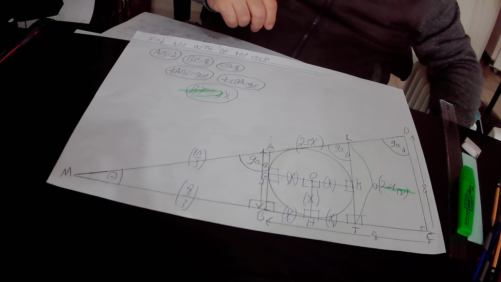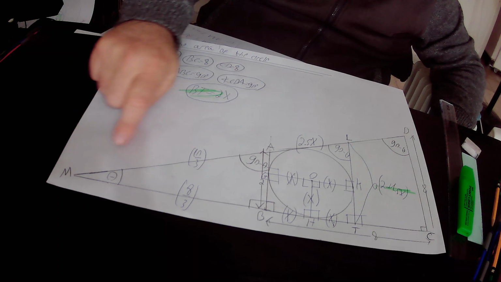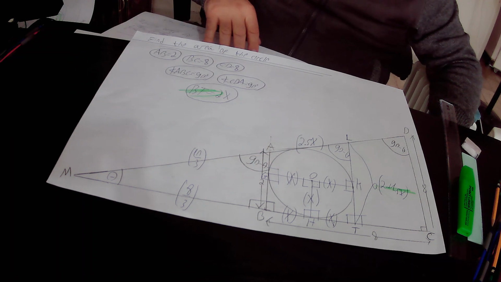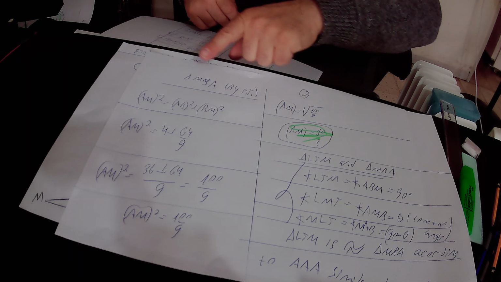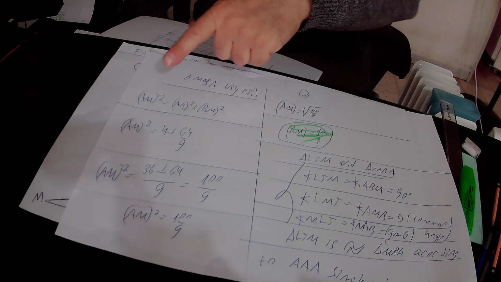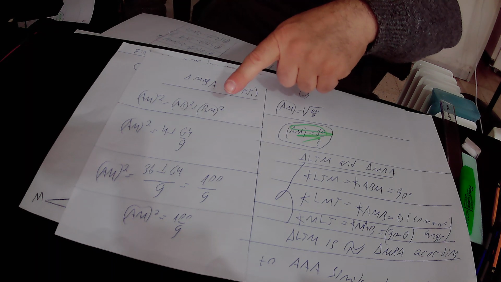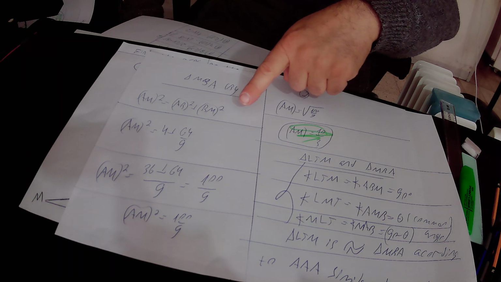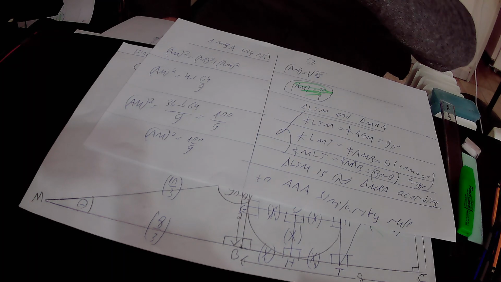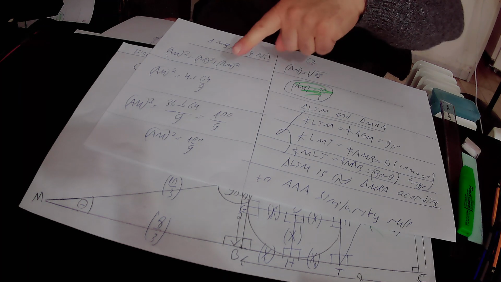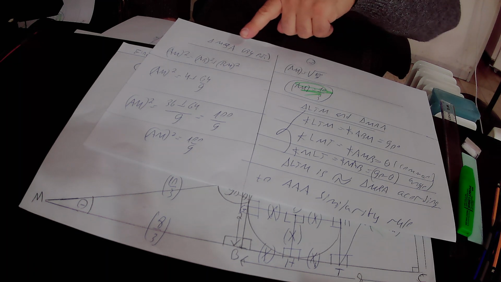According to the Pythagoras theorem, in the small right triangle MBA, AM squared equals AB squared plus BM squared. Repeat again. In the right triangle MBA, AM squared equals AB squared plus BM squared. So AM squared, that is the square of the hypotenuse, equals AB squared. AB is 2, therefore AB squared is 2 squared, that is 4, plus BM squared. BM is 8 over 3, therefore BM squared is (8 over 3) squared, that is 64 over 9.